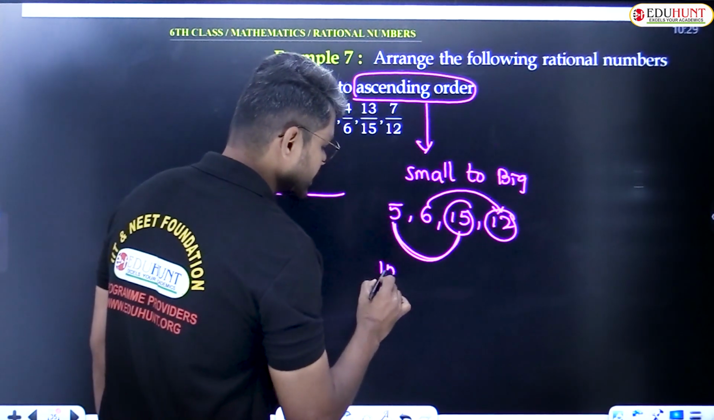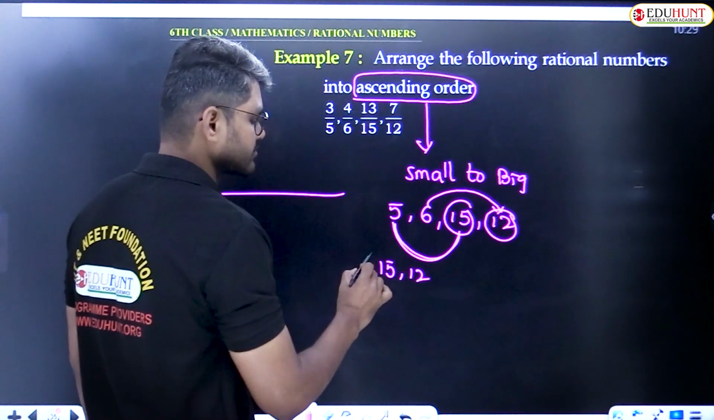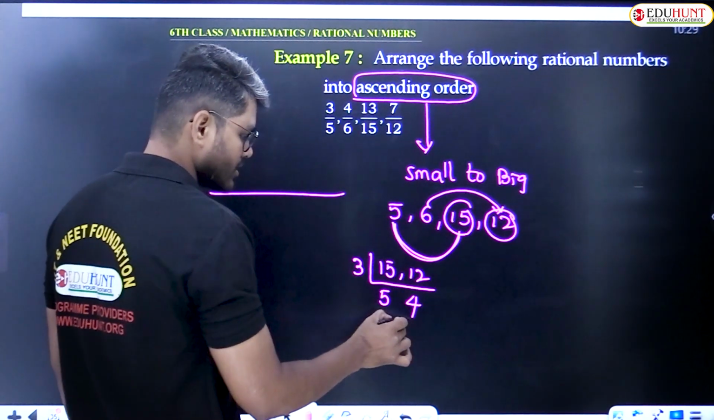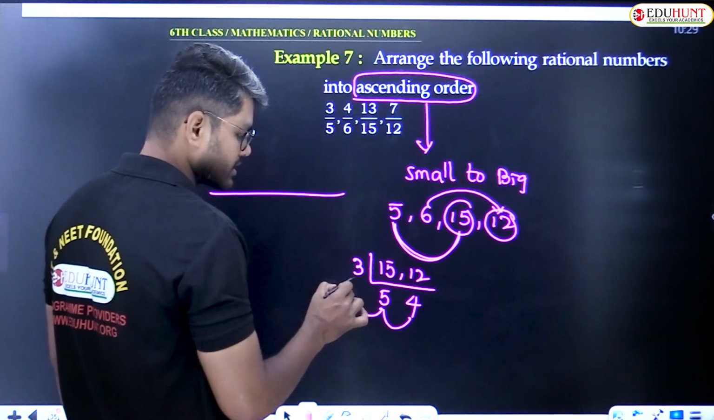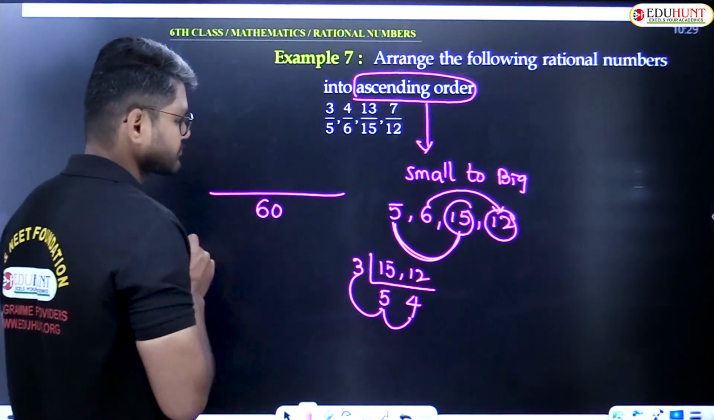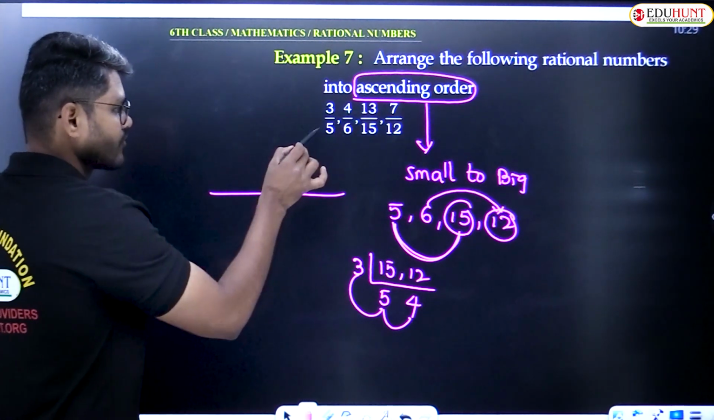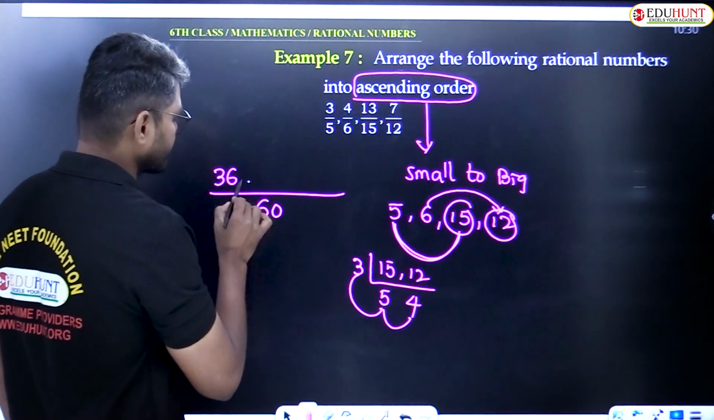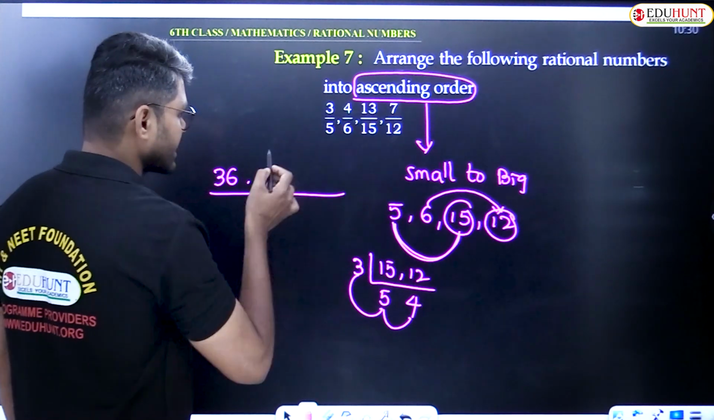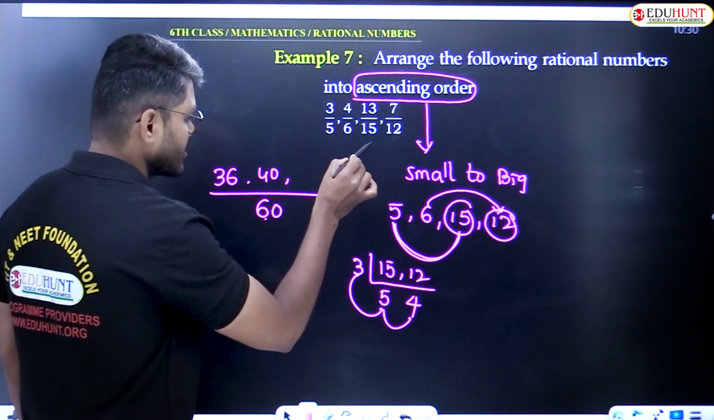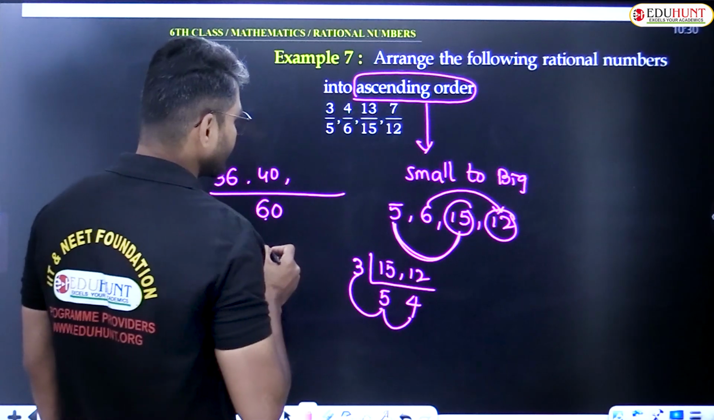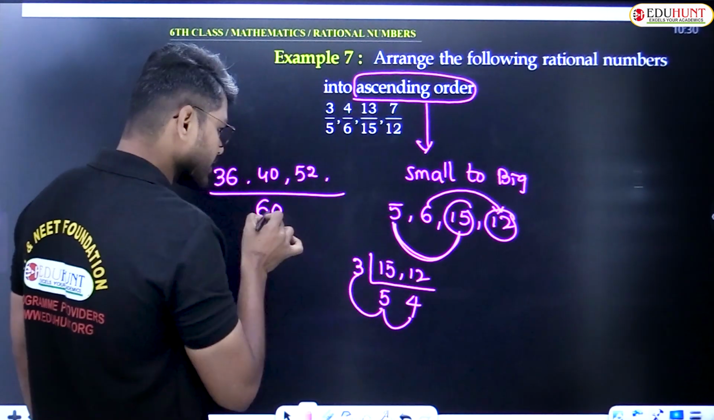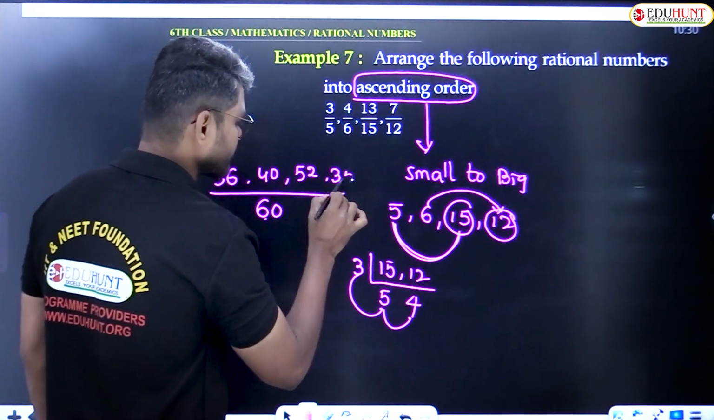So now 15, 12. Find the LCM. 3 5s, 3 4s. Now multiply. 4 5s, 20. 20 3s is 60. LCM is 60. 5 12s, 60. 12 3s is 36. 6 10s, 10 into 4, 40. 15 4s, 4 into 13, 52. 12 5s, 5 7s, 35.